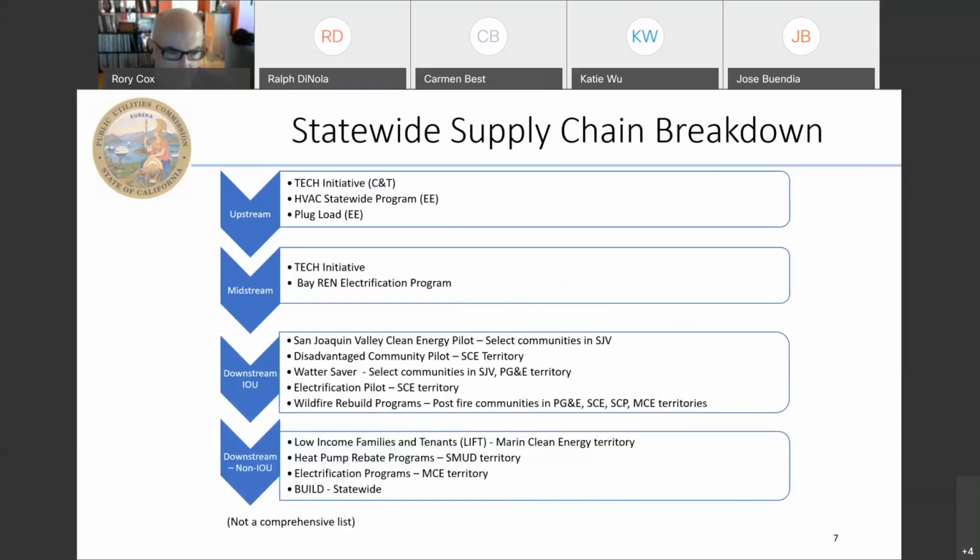This is a list of all the different programs and how they break down between upstream, as it goes down the supply chain, from upstream down to midstream and downstream. You can see there are quite a few programs in the downstream categories from both IOUs and non-IOUs. You're going to hear about some of these in later panels, so I'm not going to go into the details, but this gives you an idea of the programs broken down into supply chain pieces. Next slide.